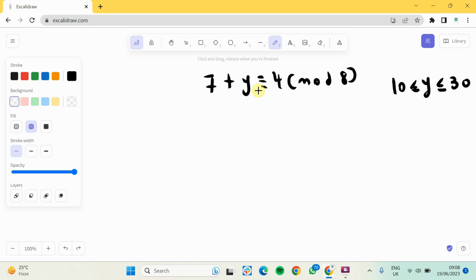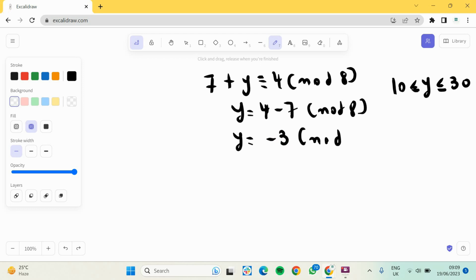Before we even do it, let's collect like terms. So y will be equal to what? If I carry this 7 to the other side, that will be 4 minus 7 in mod 8. So y will be equal to minus 3. You are owing somebody 7 naira and you pay the person 4 naira out of it, so I'm owing the person 3 naira now. So mod 8. Great.